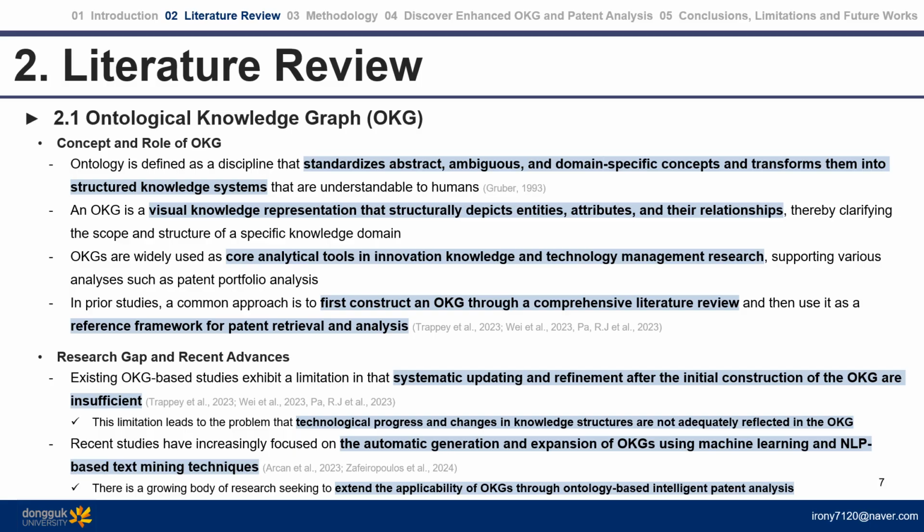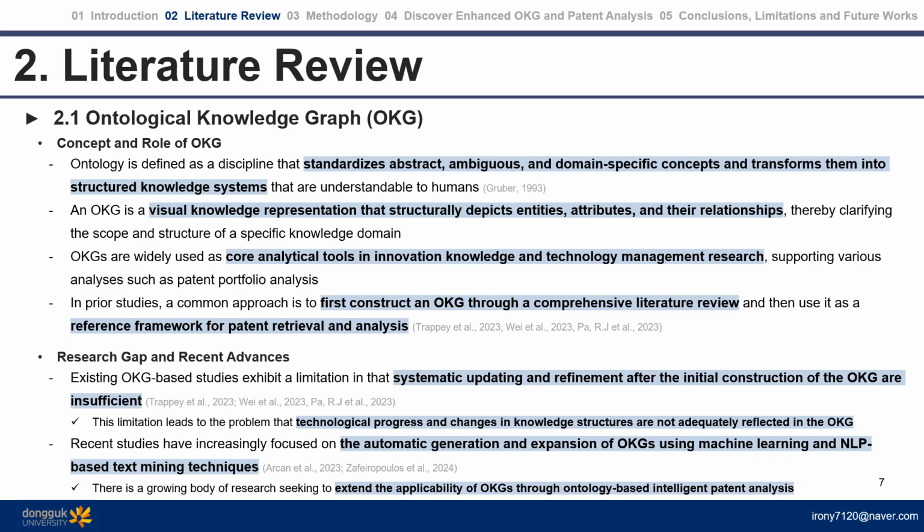Ontology is defined as a description that standardizes abstract, ambiguous, and domain-specific concepts and transforms them into structured knowledge systems. An OKG is a visual knowledge representation that structurally depicts entities, attributes, and their relationships. OKGs are widely used as core analytical tools in innovation knowledge and technology management research. In prior studies, a common approach is to first construct an OKG through a comprehensive literature review and use it as a reference framework for patent retrieval and analysis.